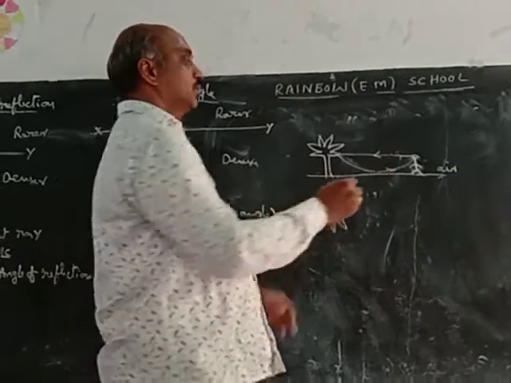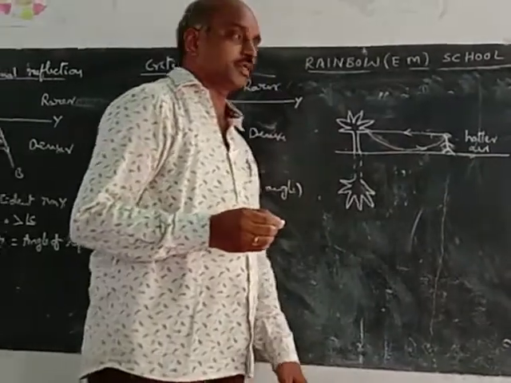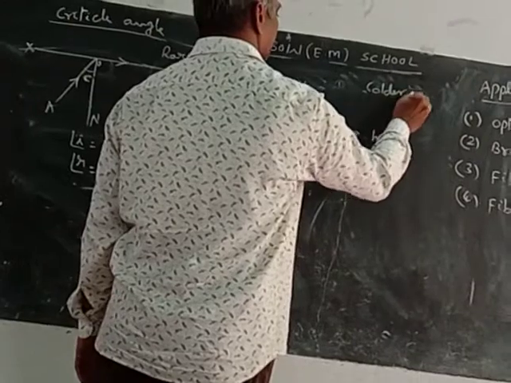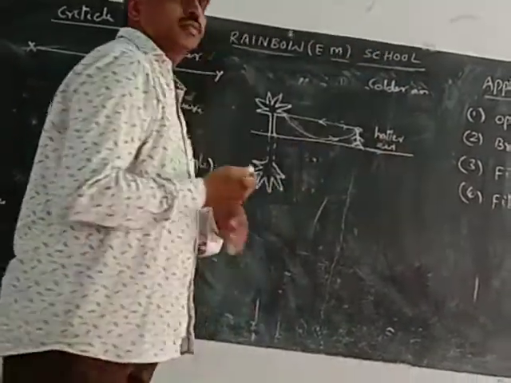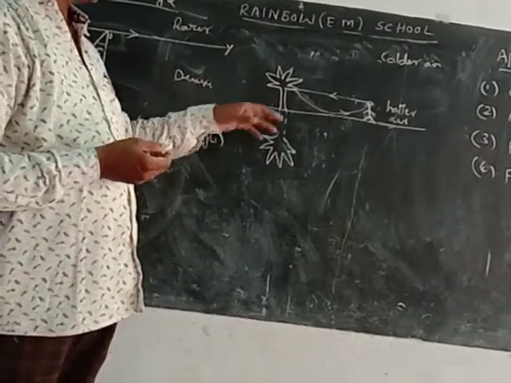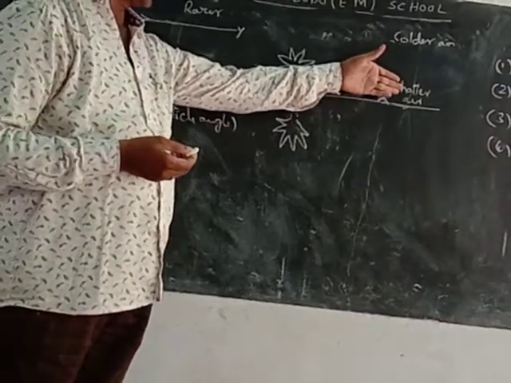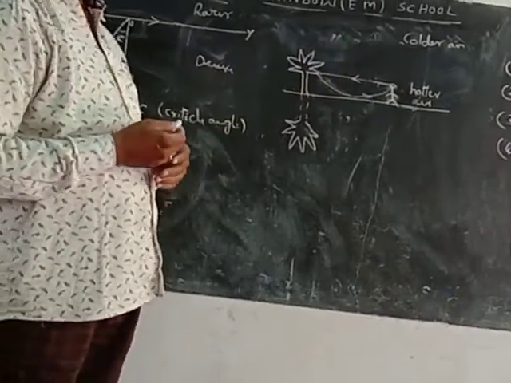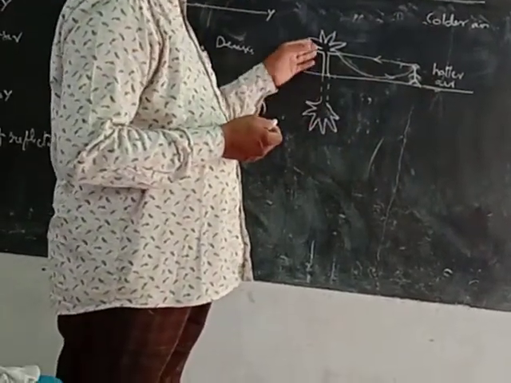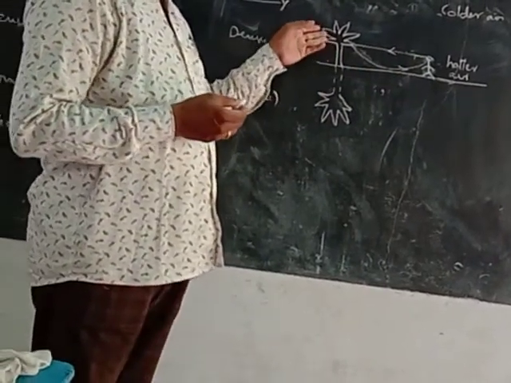Hotter air has less density compared to the colder air. Colder air is at higher altitudes. So as height increases, the density of air also increases and the refractive index also increases. Compared to the colder air, the density of hotter air is very less. So the refractive index of hotter air is less compared to the colder air. So we can see the tree directly.